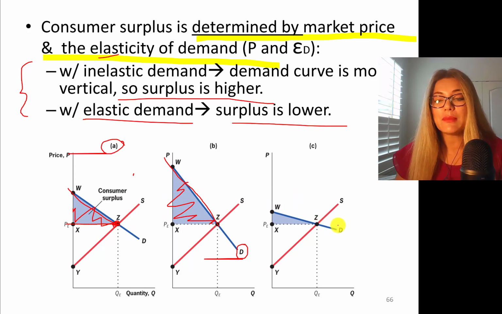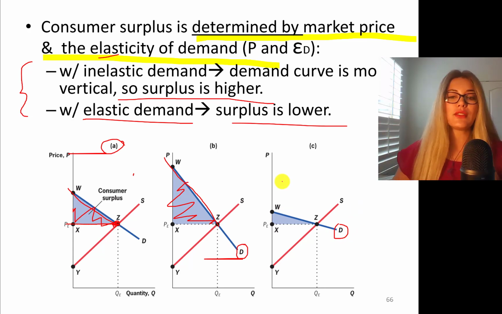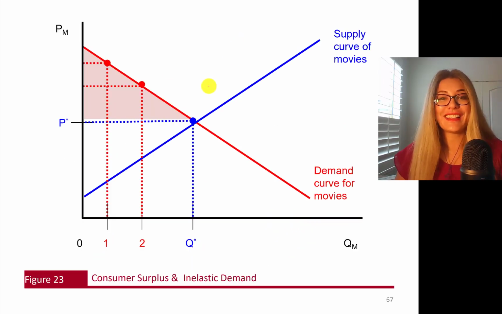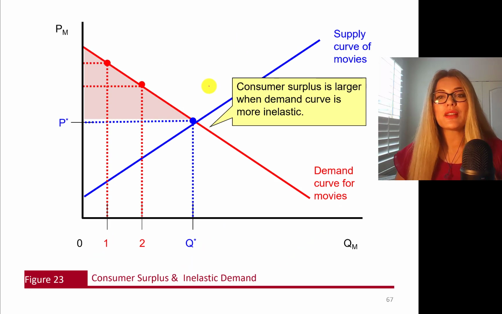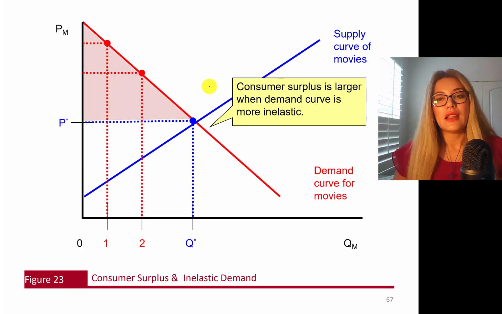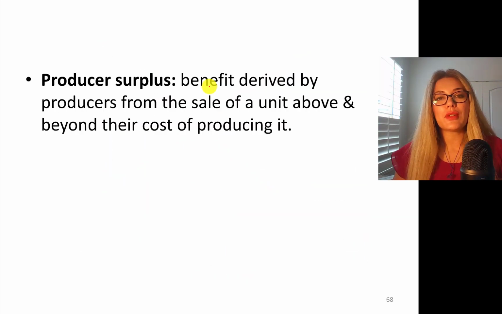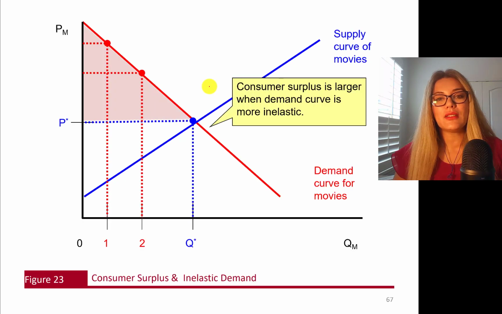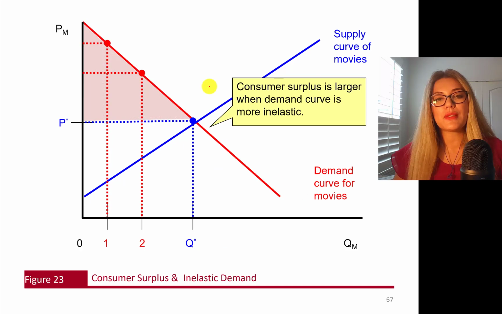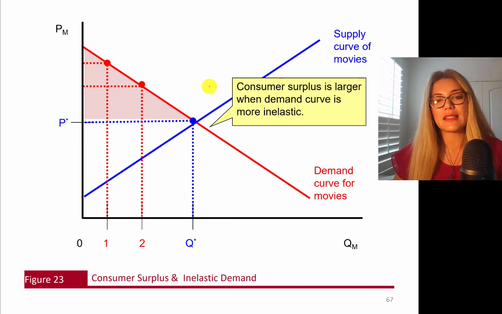With more elastic, and elastic means a flatter demand curve, your consumer surplus gets smaller. Keep that in mind. So again, this is an example. Consumer surplus is larger when the demand curve is inelastic, steeper. And consumer surplus is smaller when it's more elastic, flatter.